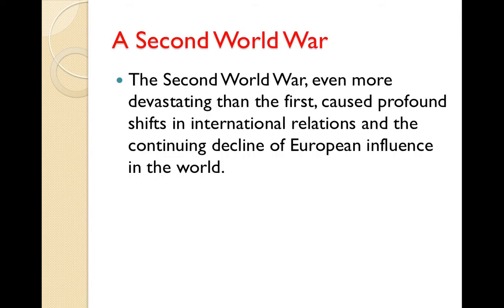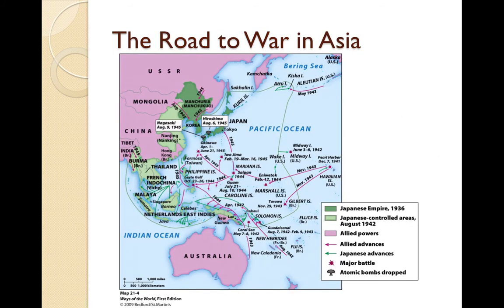The Second World War, even more devastating than the first, caused profound shifts in international relations and the continuing decline of European influence in the world. The first heading is called The Road to War in Asia. Intense Japanese nationalism and the increasing influence of the military on Japanese politics led to the invasion of China and Southeast Asia. Here in the 30s, Manchuria was invaded. Japan will eventually expand all down here to Southeast Asia. Eventually, that led to the attack on Pearl Harbor, here on this map, which drew the U.S.